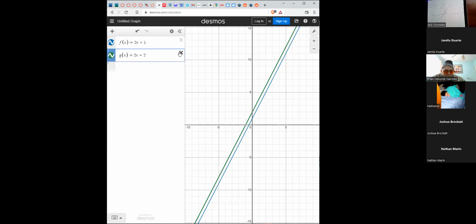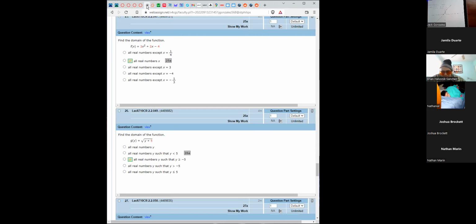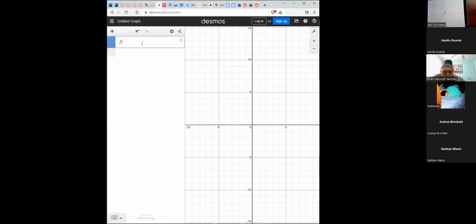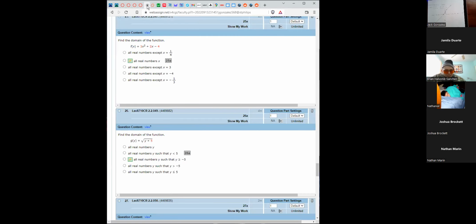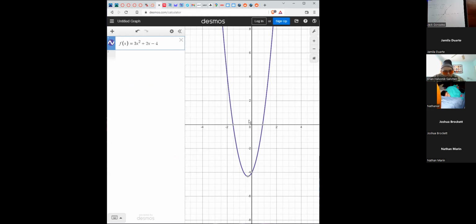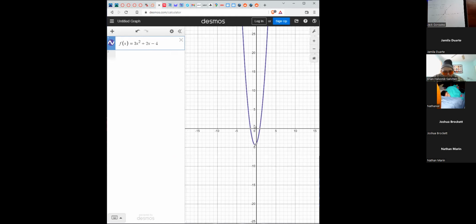And if you doubt it, you can graph it and verify. 3x squared plus 2x minus 4. So look at it yourself, right? There are no holes. There are no asymptotes. There's no problem. So you can plug in any x value you want. It goes on forever.